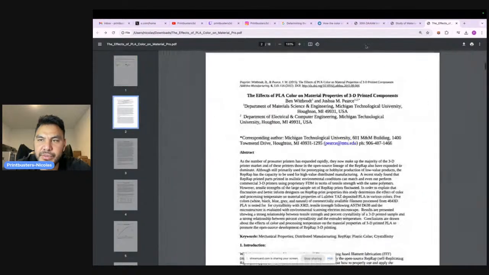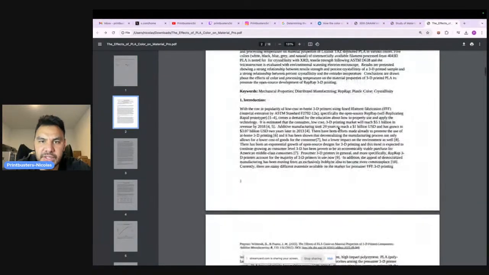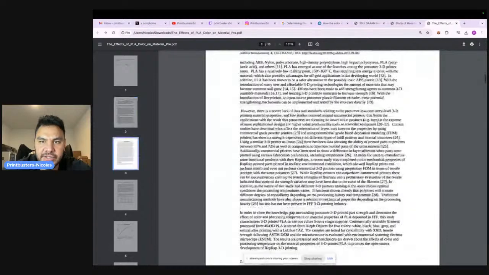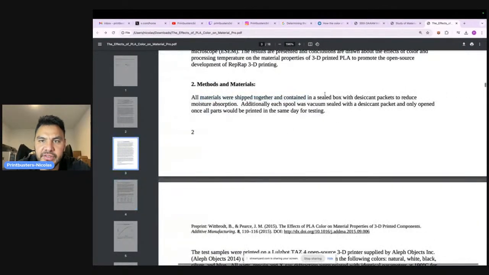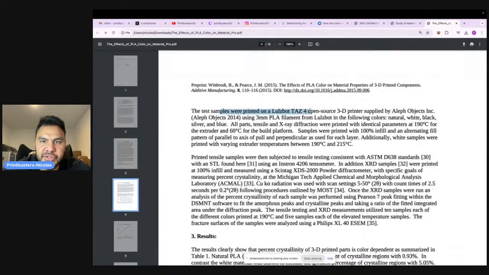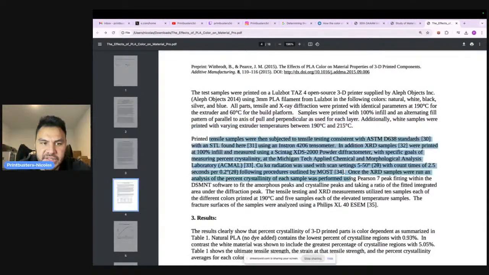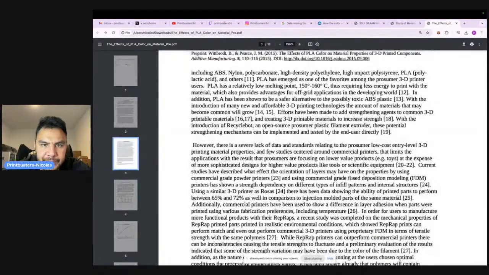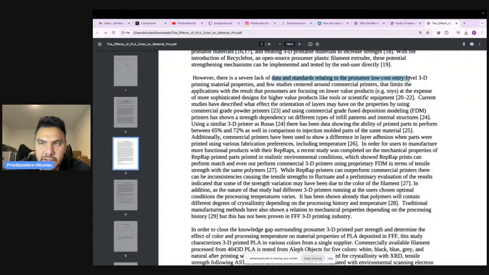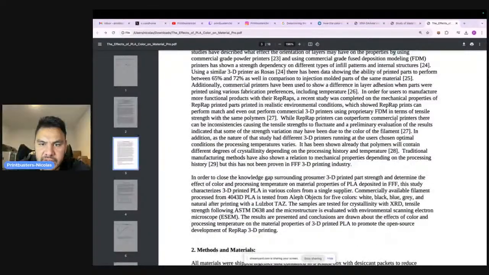And then the last one, did we read this one? No, last one. Introduction, blah, blah. I feel like we read this one. All materials were shipped together and contained in sealed box, blah, blah, blah. Additionally, each spool was vacuum sealed. The test samples were printed on a loose bed, blah, blah. Identical parameter, blah, blah. Printed sample. Okay, wait. Where do they talk about the colors?